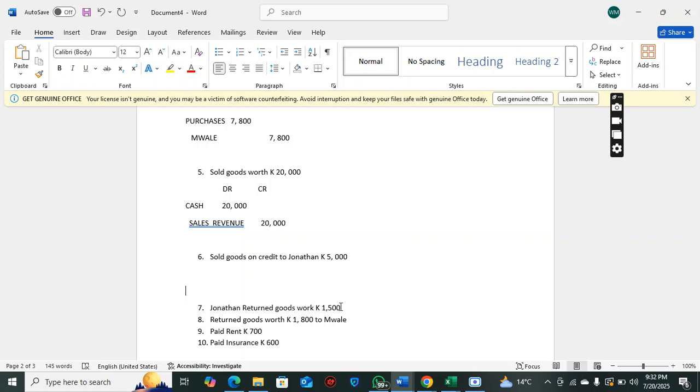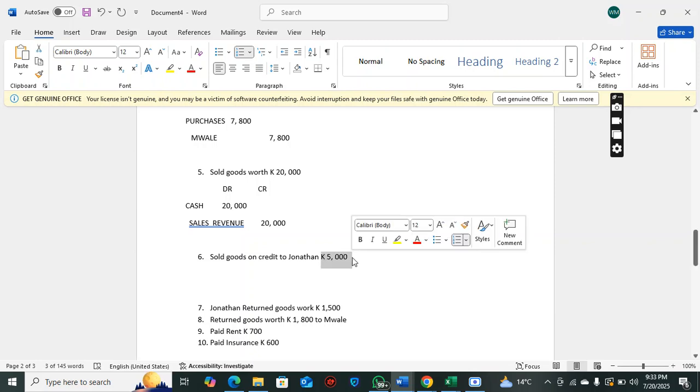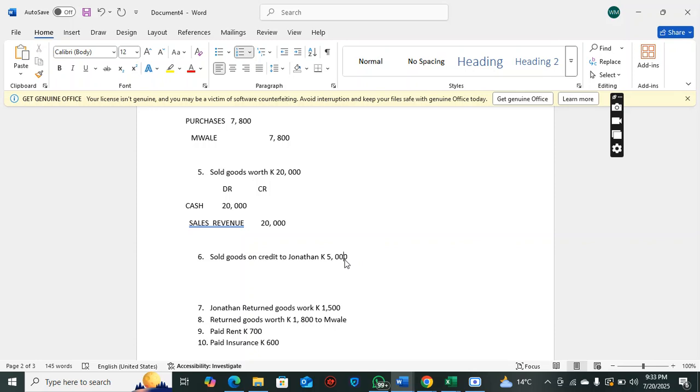Now here, since cash never exchanged hands, what's going to replace cash is our debtor named Jonathan. He is owing us money. Someone who owes you money, who's called a debtor, is regarded as an asset. The amount they owe you is what is called the receivable. So Jonathan is owing us money. He's our debtor. He's an asset. So those are the two accounts involved.